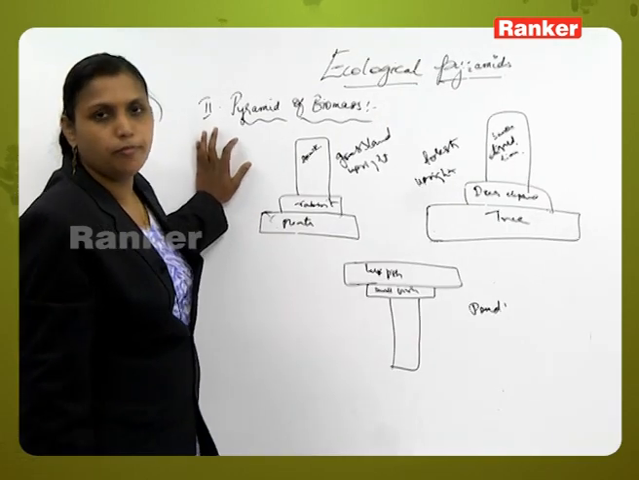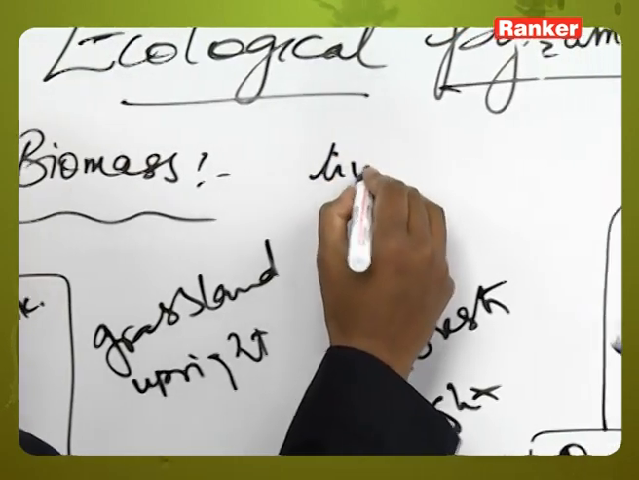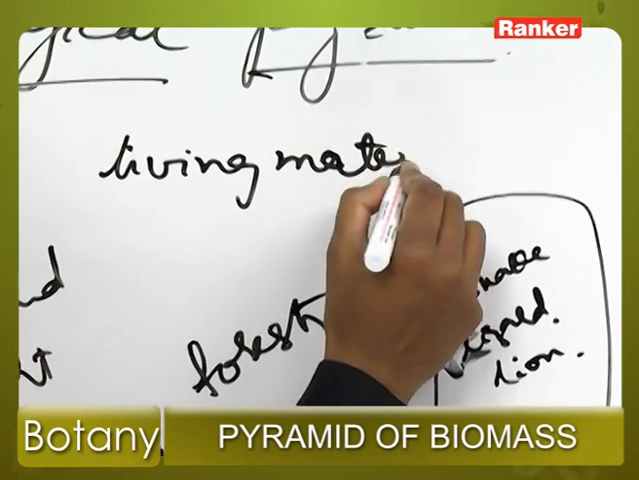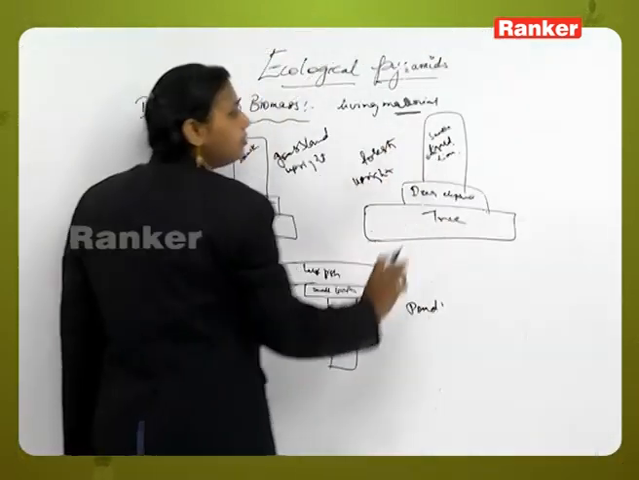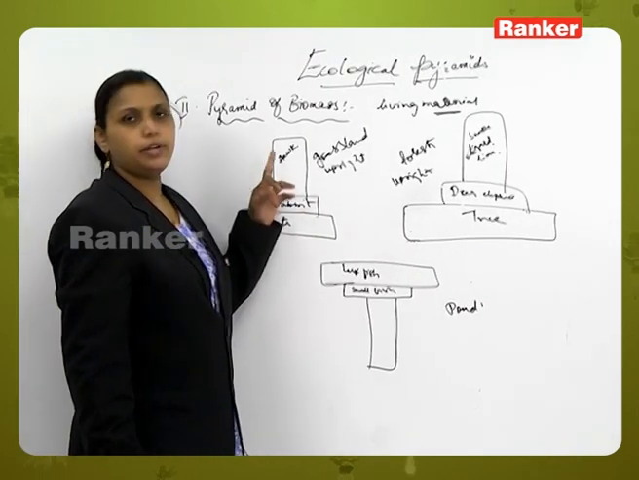Next is the pyramid of biomass. As we go on to define biomass, it is nothing but the amount of living material which is present in a particular ecosystem. This is called the pyramid of biomass.